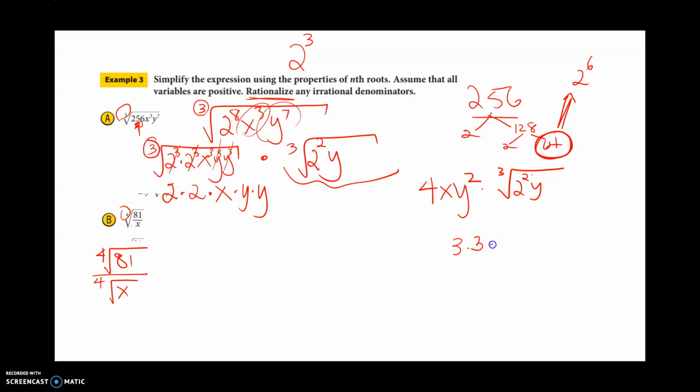3 times 3 is 9, times 3 is 27, times 3 is 81. The 4th root of 81 is simply 3. Then the 4th root of x.